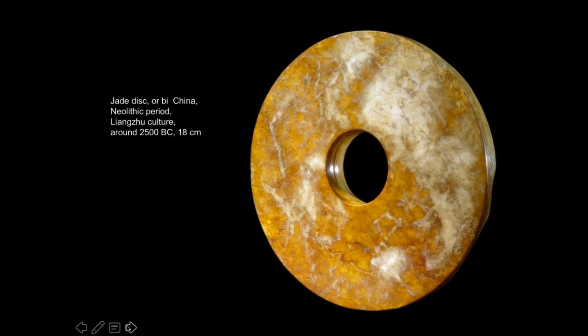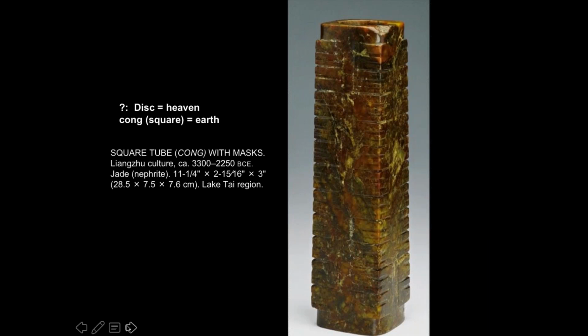In fact, there are different titles and names, but I'm not going into all the geology about that today. But this is called a bi disc. And again, if we walk backwards, later on in Chinese history, this becomes a symbol of heaven. At this time, we don't know, but later on it becomes a symbol of heaven.